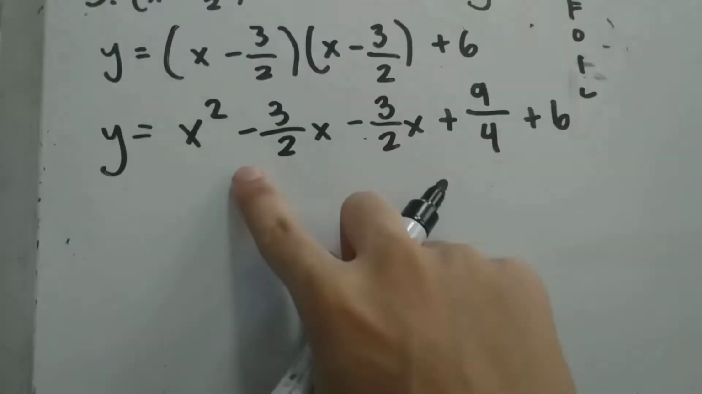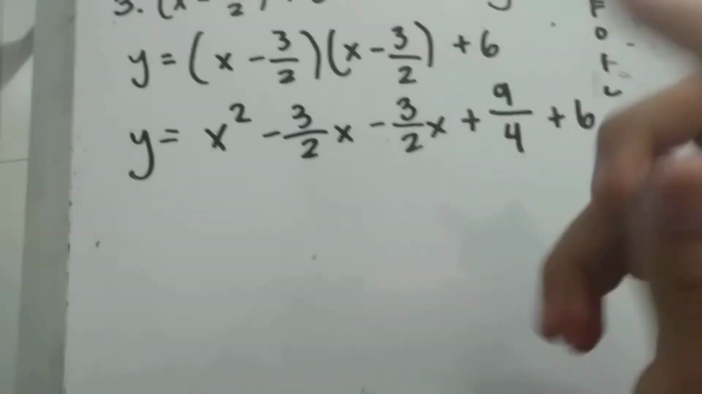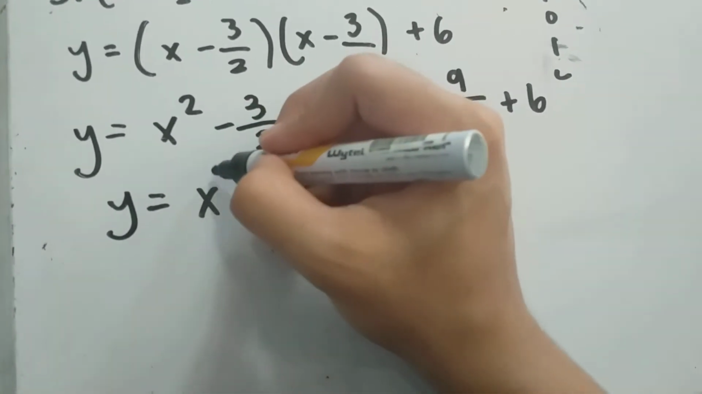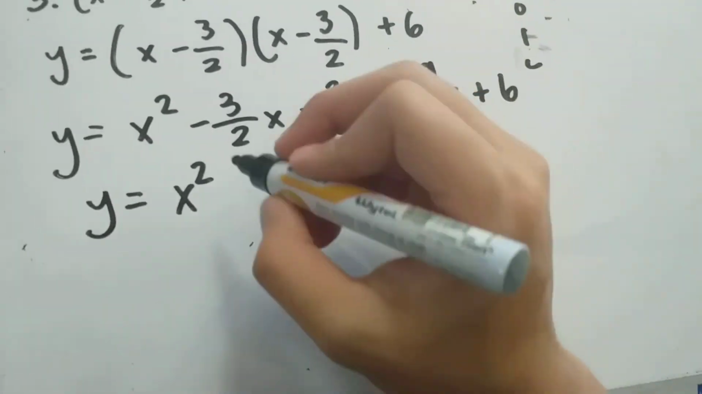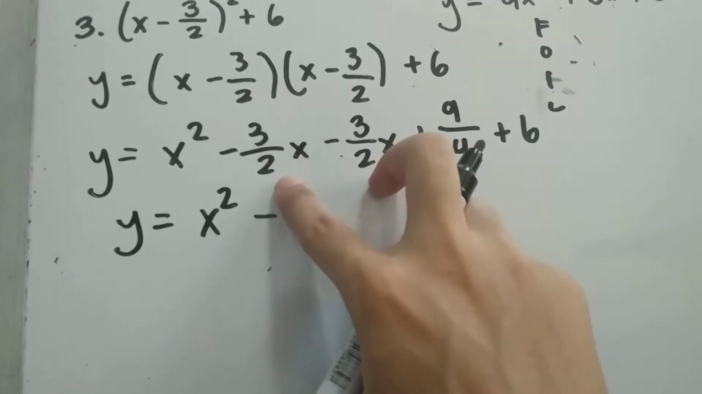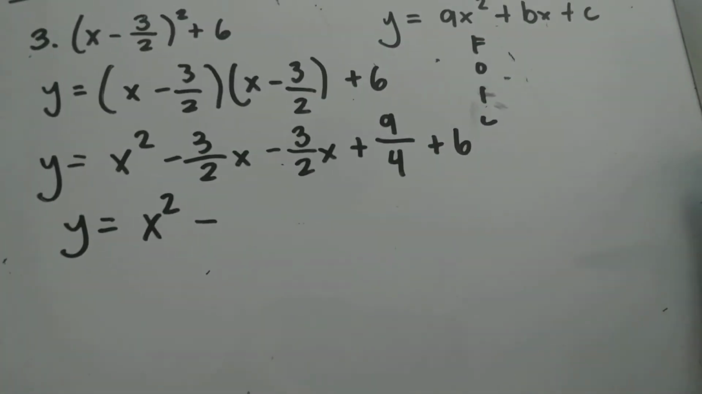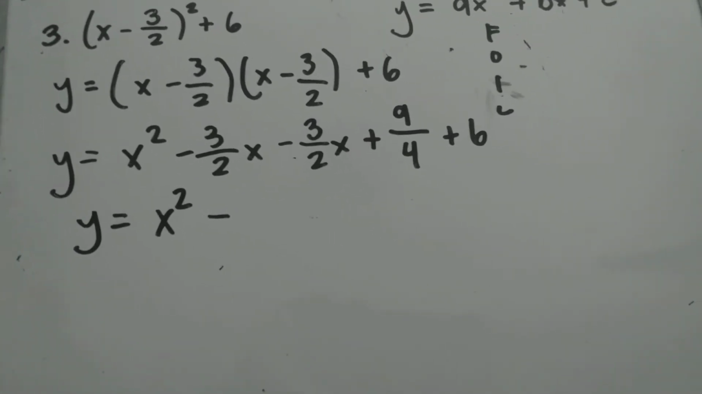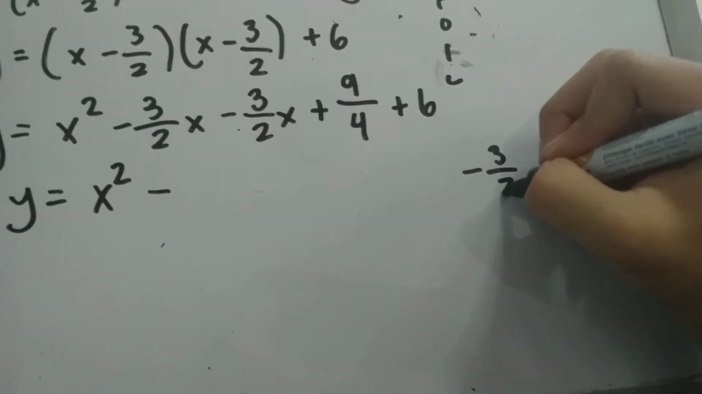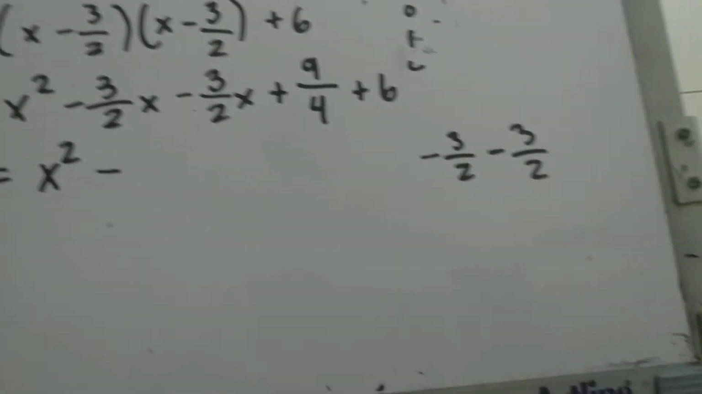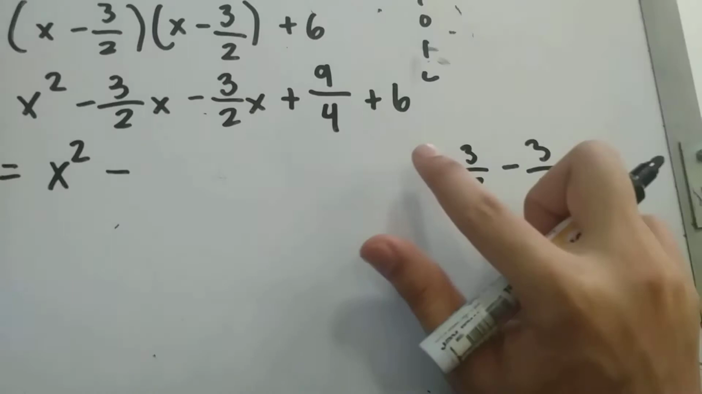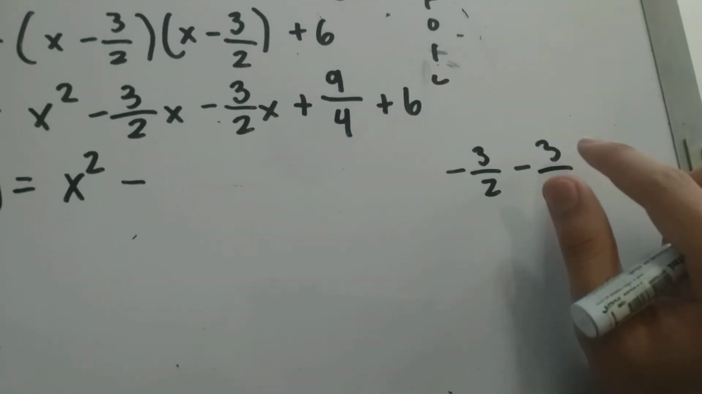Like constants, and the like x terms without the constants. You have the lonely x squared because there's no other x squared in the equation. Then you have two x terms. What happens if there are fractions? You just apply what you have learned in adding and subtracting similar fractions. In this case, you have negative 3 over 2 minus 3 over 2.